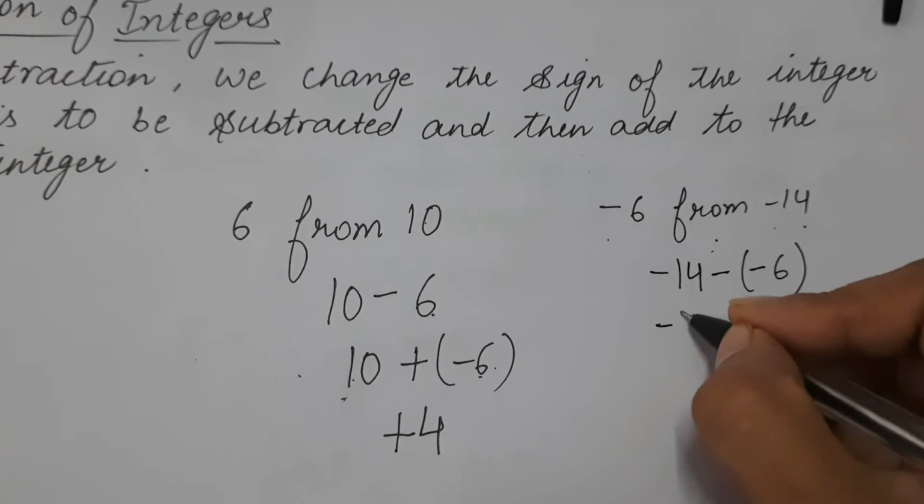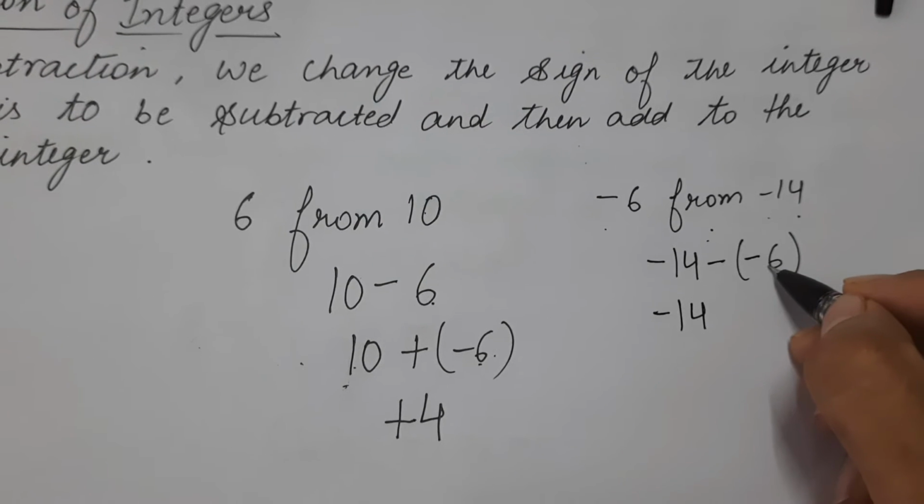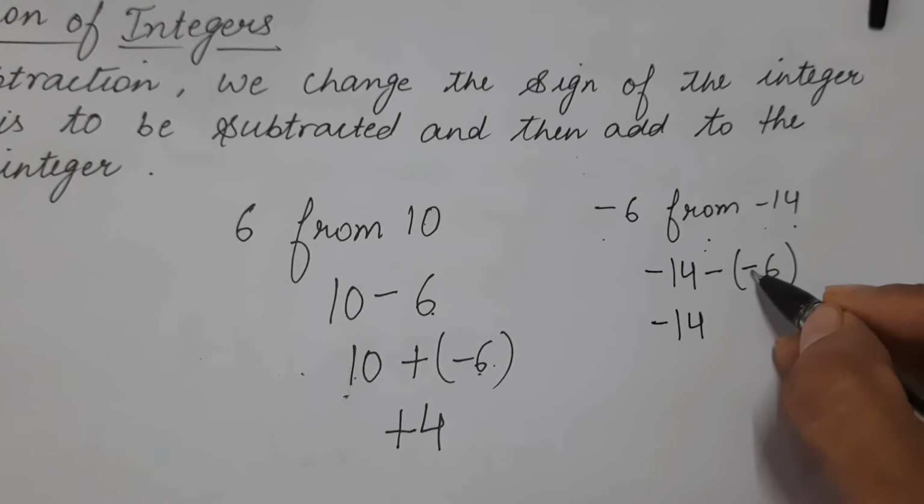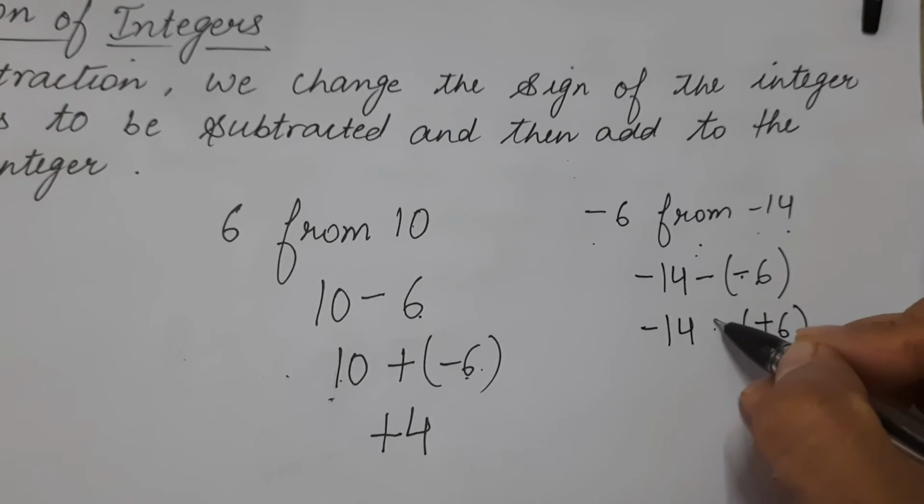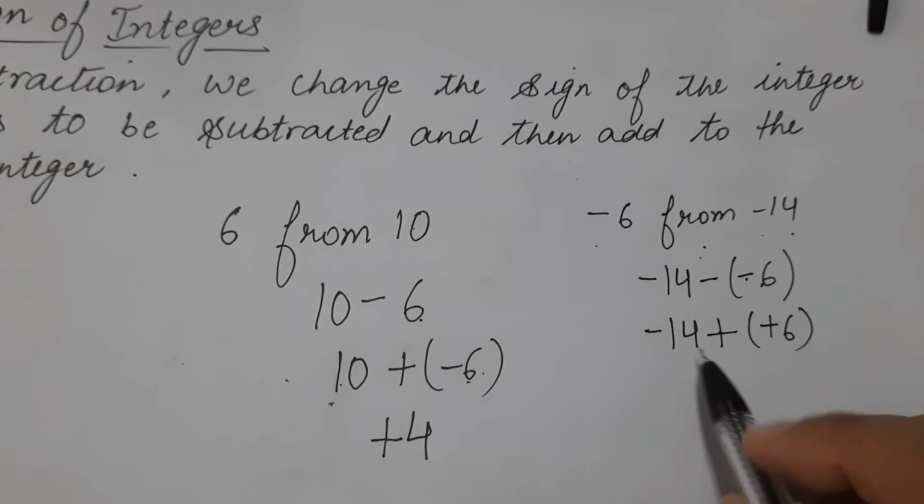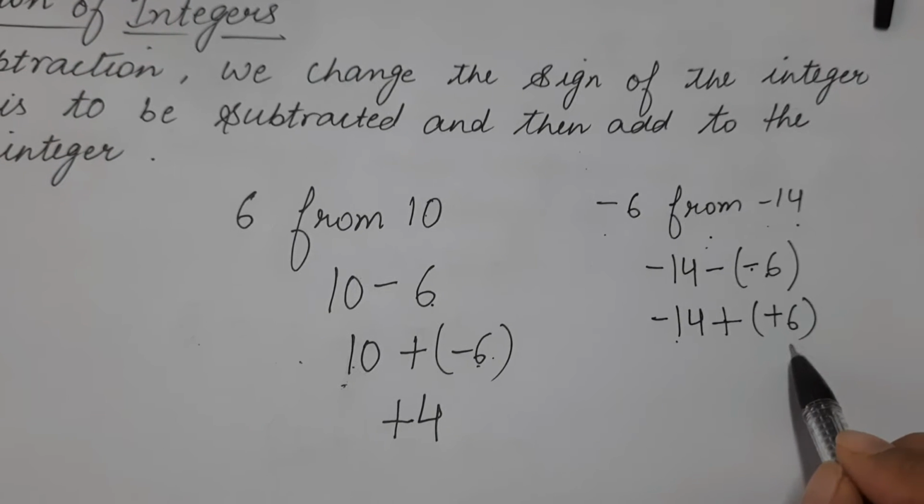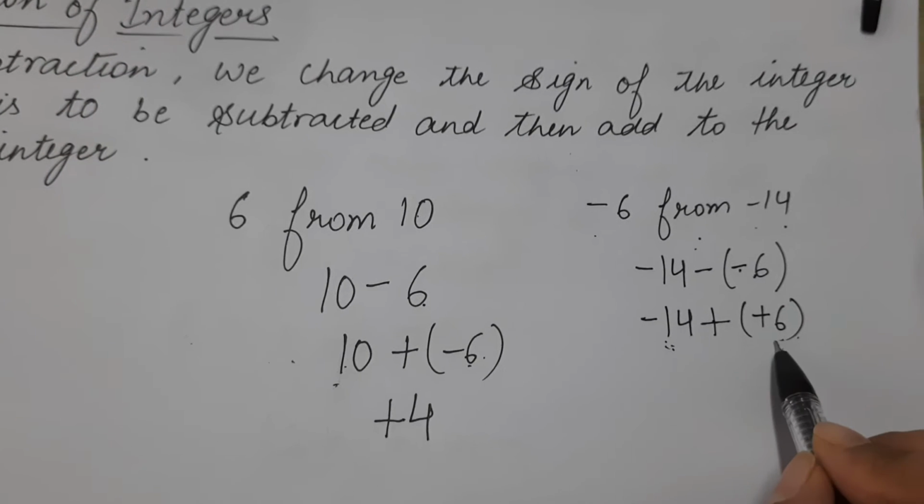So what we do? We change the sign of integer that is to be subtracted. Here is minus, so this will become +6 and we add the integers. Okay, now -14 and +6, both the integers have opposite signs.